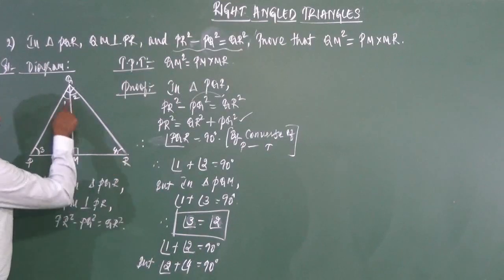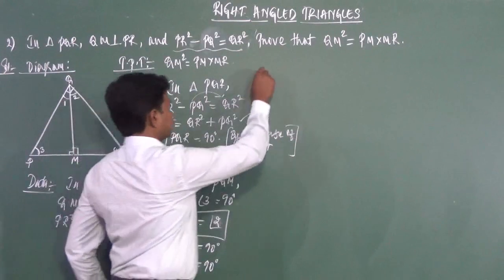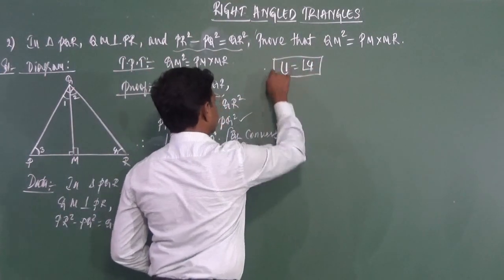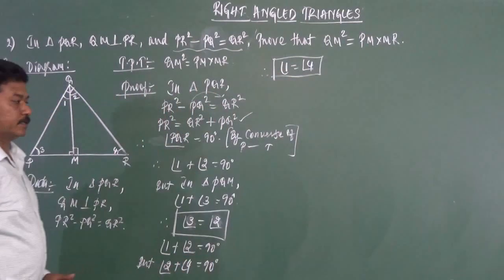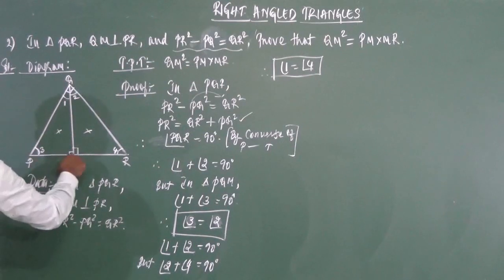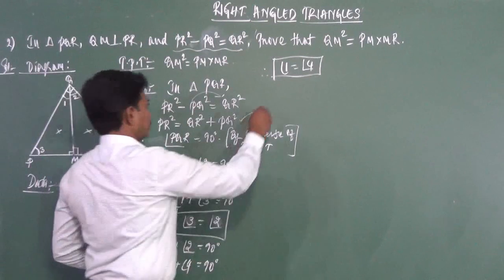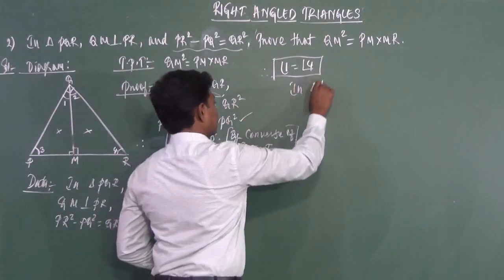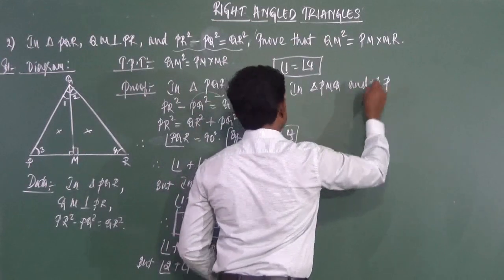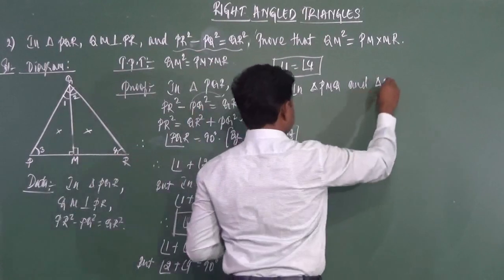So this angle when added to this is 90, and this angle when added to this is 90. So therefore angle 1 should be equal to angle 4. So angle 1 is equal to angle 4. So this is one of the results. This is another result. Now let us consider these two triangles. In triangle PMQ and triangle QMR.